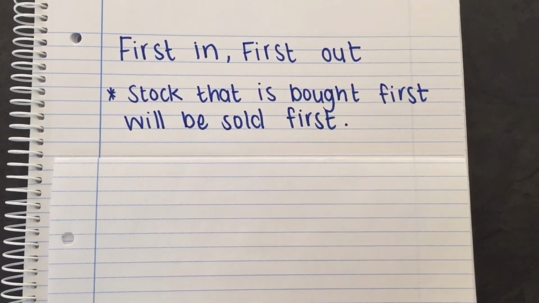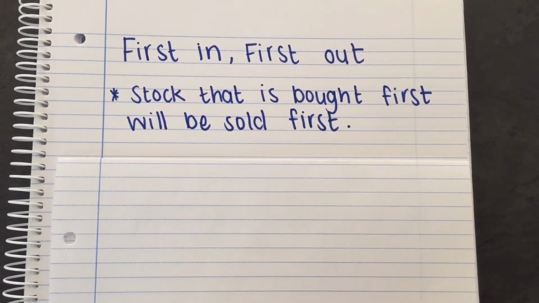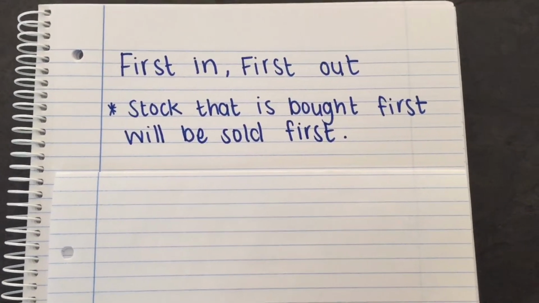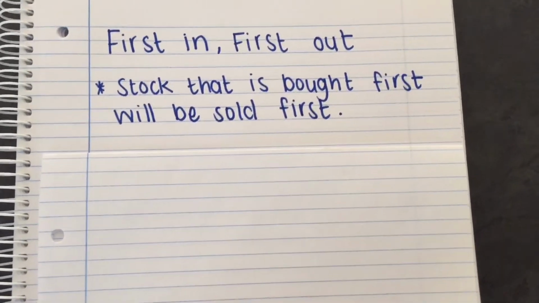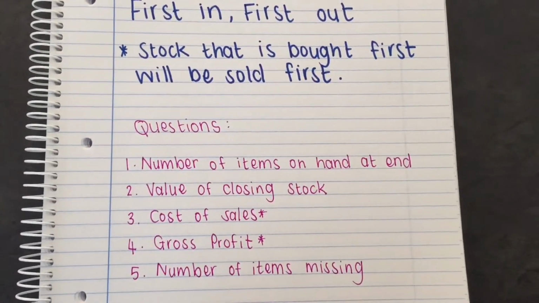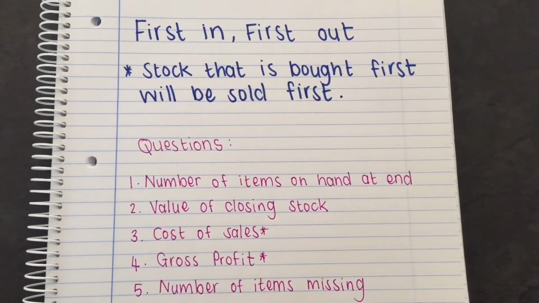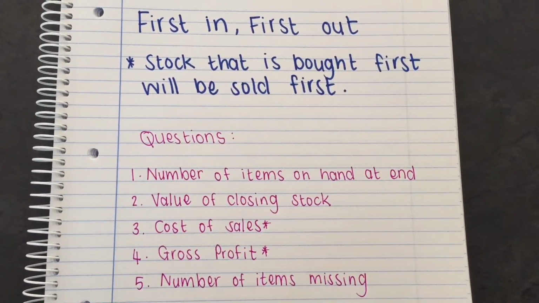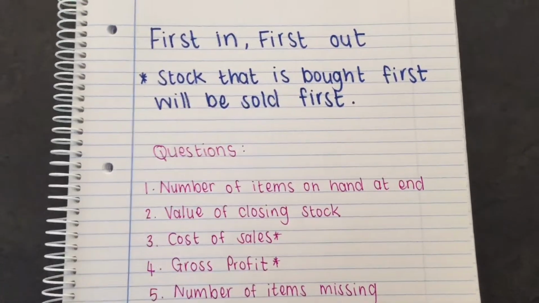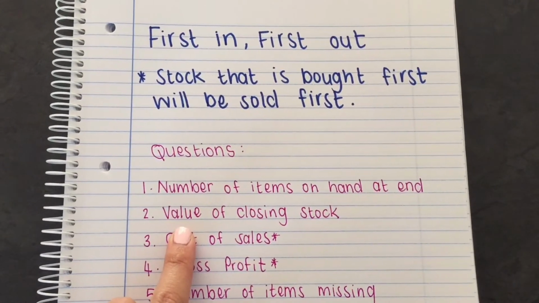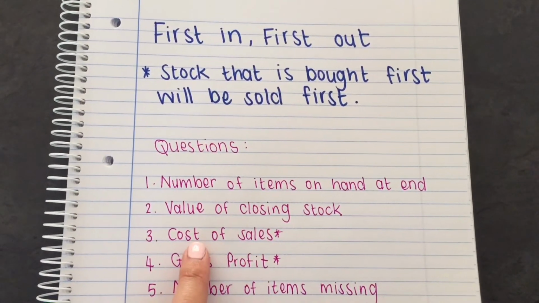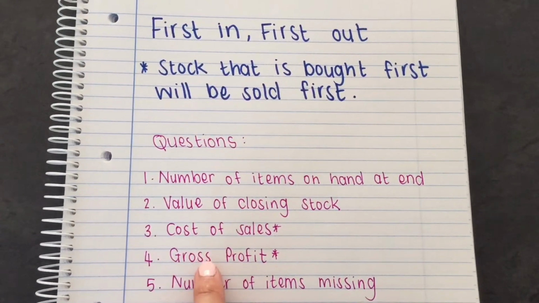So first in, first out is the assumption that the stock that is bought first will be sold first. And there are 5 basic questions that you need to be able to answer when we deal with stock valuation. The first one is we need to be able to calculate the number of items on hand at the end of every month. Then you need to be able to calculate the value of that closing stock according to first in, first out. After that, we're going to calculate cost of sales and gross profit.